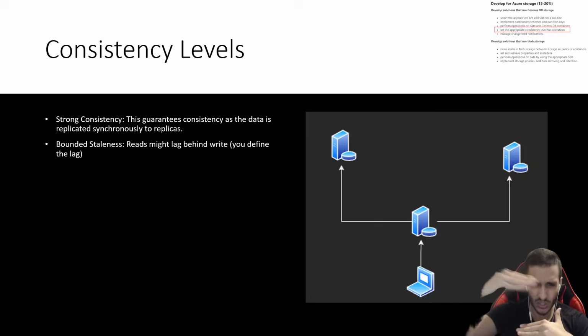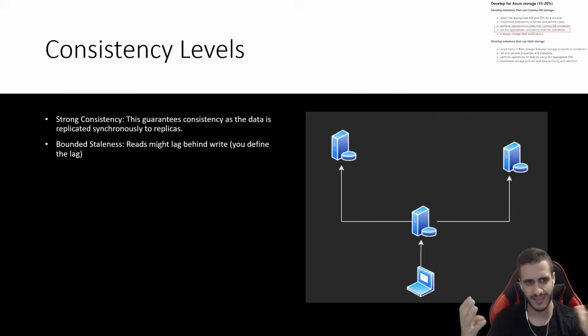Next, it's going to go into less consistency step by step, but we have the bounded staleness. And the easiest way I like to think about this is that the reads themselves might lag behind the write, and you define the lag itself. So this is what is known as bounded staleness.